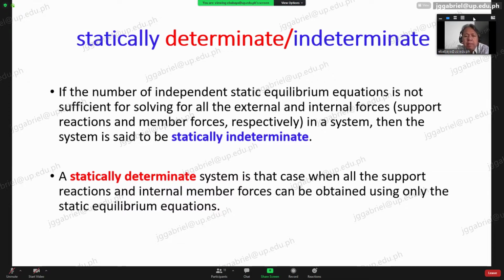It says here independent static equilibrium equations. So usually we have three, no? Summation of forces along the x-axis, we're talking about two-dimensional systems, and then summation of forces along the y direction, and then summation of moment at any point. No? So, tatlo yon usually. So, if the unknowns exceed 3, then the available equations wouldn't be sufficient so that we'll be able to get the external and the internal forces.